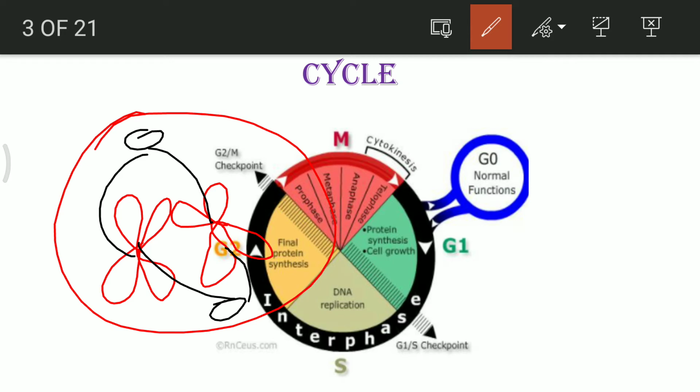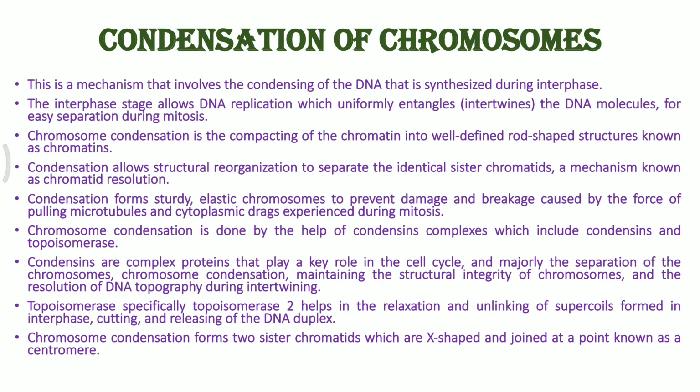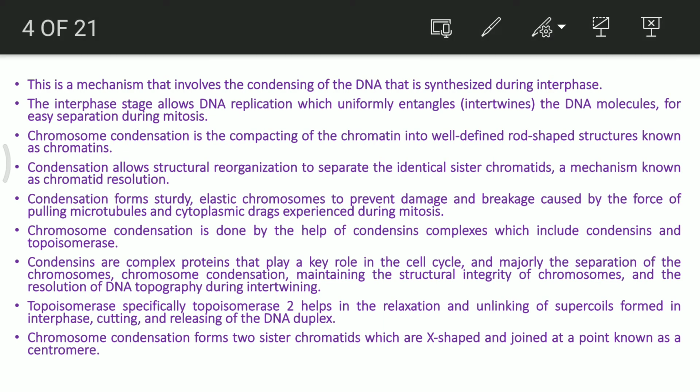How are the chromatids moving? The condensation of the spindle fiber is actually taking place. So how does this condensation occur? This is something we need to understand, and we are discussing it here. Please try to have a clear idea about this. This is a mechanism that involves the condensing of the DNA that is synthesized during the interphase. The interphase stage allows DNA replication, which uniformly entangles or intertwines the DNA molecules for easy separation during mitosis.